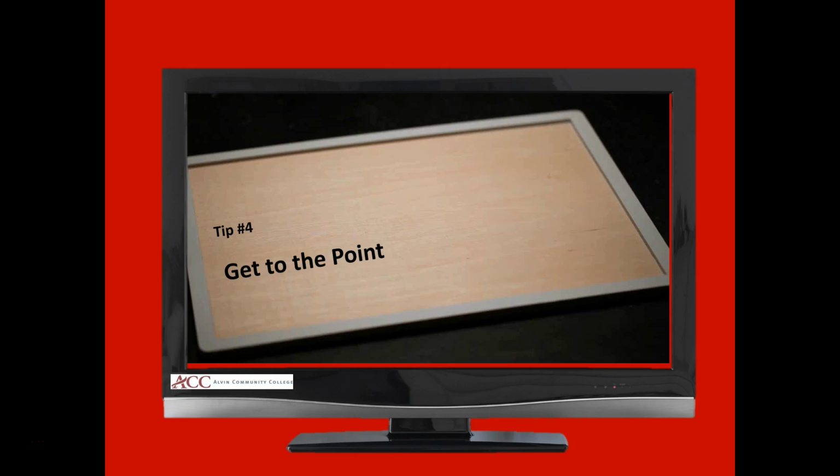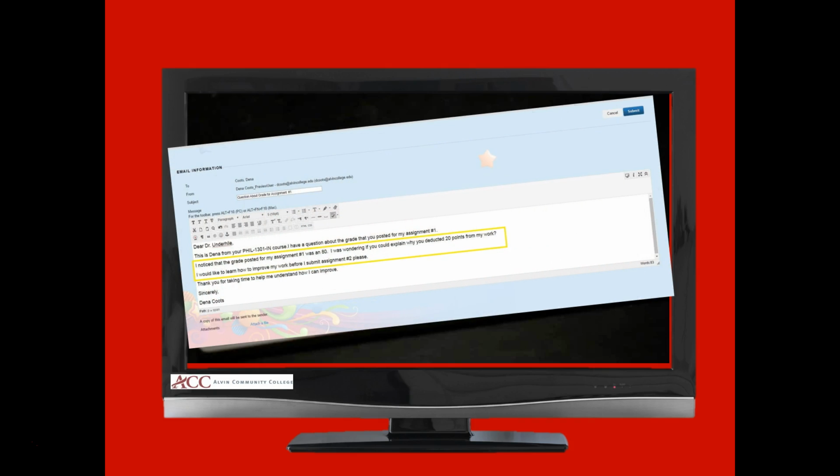Tip number 4 is to get to the point. No one wants to be burdened with long email messages. After you introduce yourself properly, get to the point right away. Do not feel the need to add extra language or fluff to the message. Also, keep your paragraphs small, preferably 2 or 3 sentences in each paragraph. It's much easier to read a bunch of little paragraphs instead of one long one.